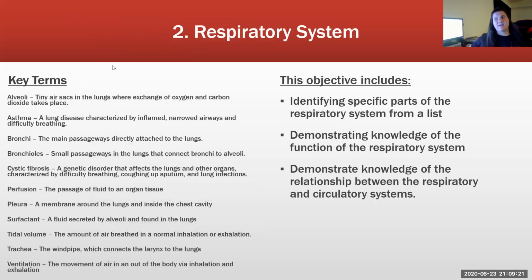Respiratory system. Again, familiarize yourself with these key terms. If anything that's here you're not quite sure about or what part it plays in the respiratory system, review that. Khan Academy, review the crash course, familiarize yourself with it. Understand the process and the meaning of all of these terms. Because with respiratory system questions, you need to be able to identify specific parts of the respiratory system from a list, knowledge of the function of the respiratory system, and knowledge of the relationship between the respiratory and the circulatory systems, how they correlate. So let's move on.